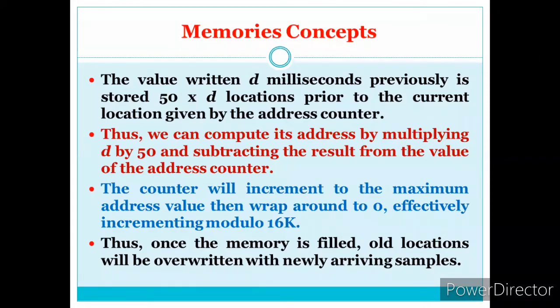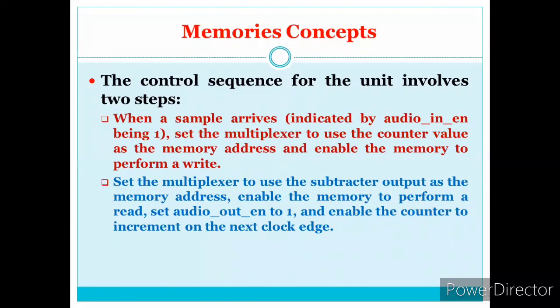Okay, but before coming to the next location, the data stored in the memory has to be retrieved or else the data is lost. Thus, once the memory is filled, old locations will be overwritten with the newly arriving samples. Okay, so what happens here is that once the old memory is filled, all the old location data has to be read, because when the new samples arise, it will be overwritten there. That's the thing what is happening frequently in the memory operations. Clear?